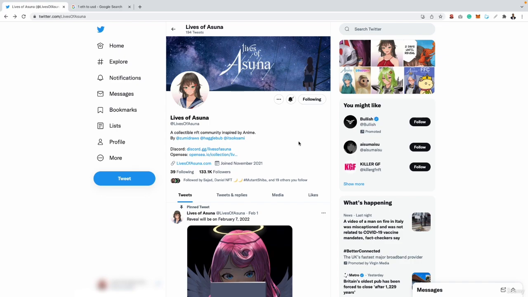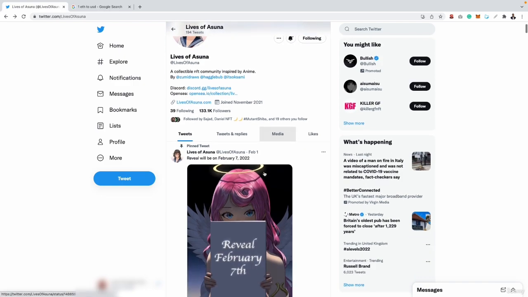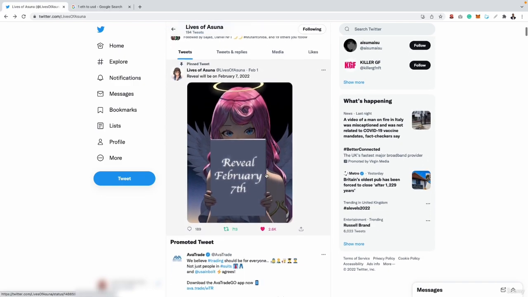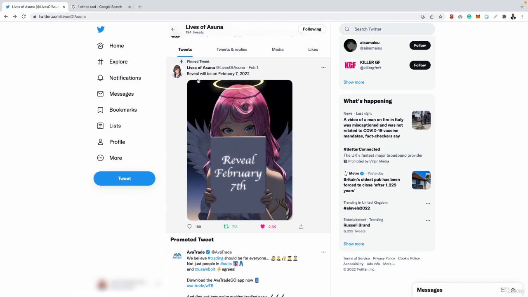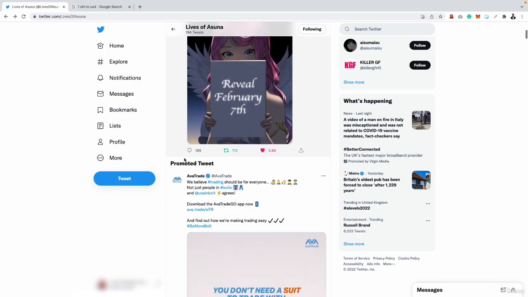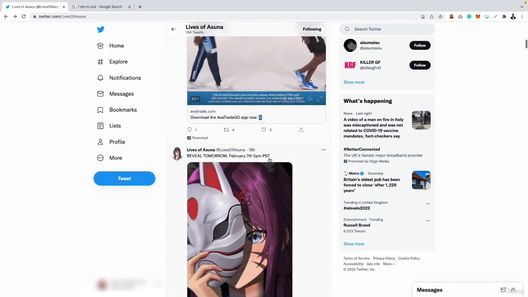I mean, don't get me wrong, Women of Crypto is a big solid project, but this is much bigger than Women of Crypto. If I scroll down and show you the tweets and how much engagement they're actually getting, for the pinned tweet, which is typically going to be the best performing tweet, you can see almost 200 comments, over 700 retweets, and over 2,500 likes as well. Lots and lots of engagement.